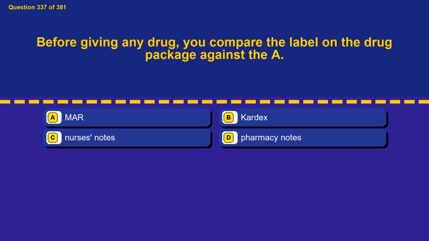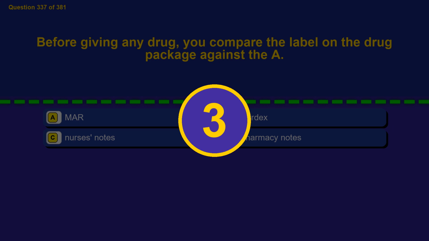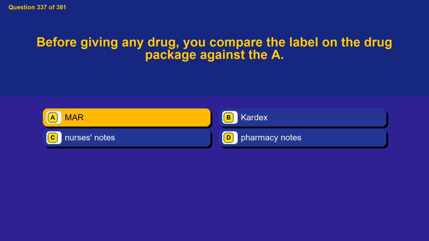Question 337. Before giving any drug, you compare the label on the drug package against the: Option A, MAR. Option B, Cardex. Option C, nurse's notes. Option D, pharmacy notes. The correct answer is option A, MAR.